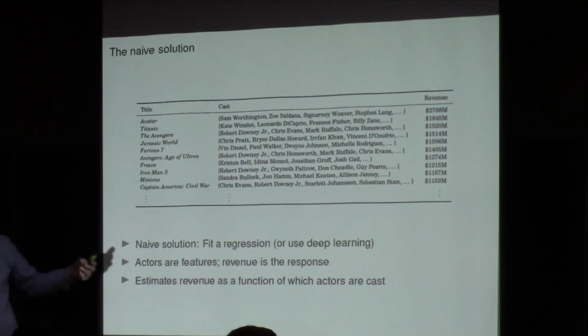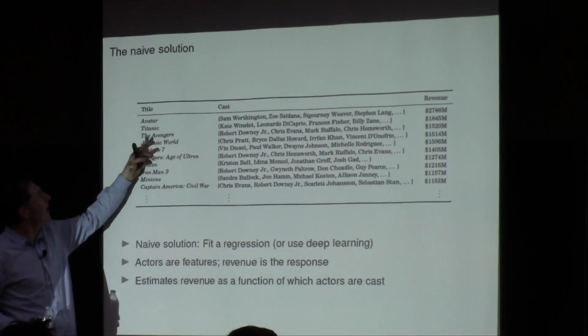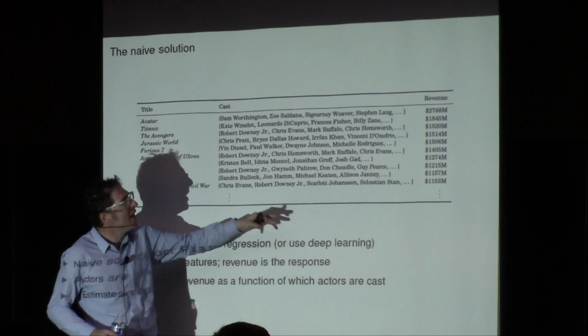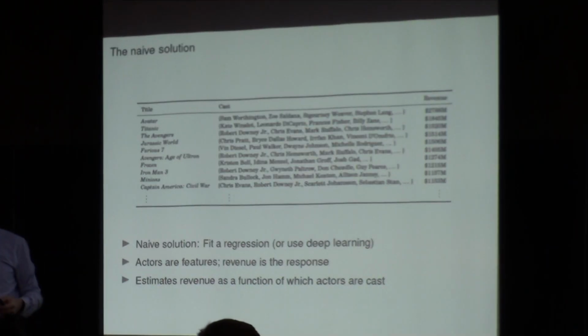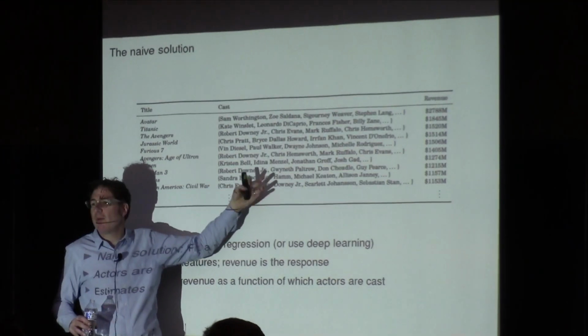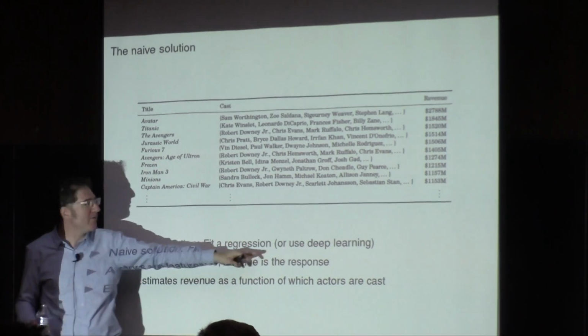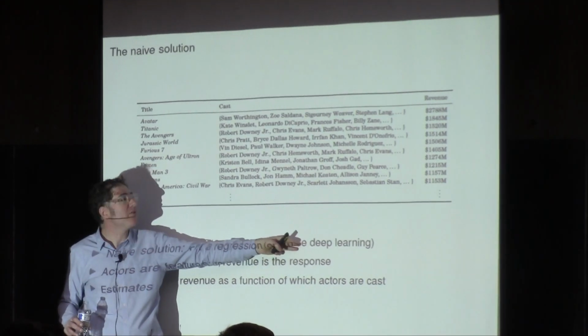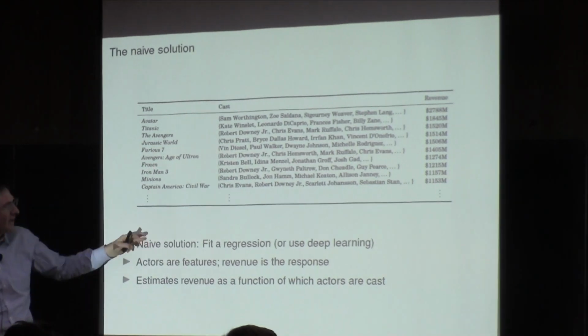Now, here's the data. This is real data where we have the cast of different movies. Here's Avatar, Titanic, The Avengers. Here's who's in those movies. And here's how much money the movie made. And the naive solution to this problem would, of course, be to fit a regression. Go from who's in the movie, a binary variable for each person in the movie, to how much money the movie made. Or even more naively, use deep learning to do the same thing. Fit a neural network that goes from who's in the movie to how much money the movie makes.